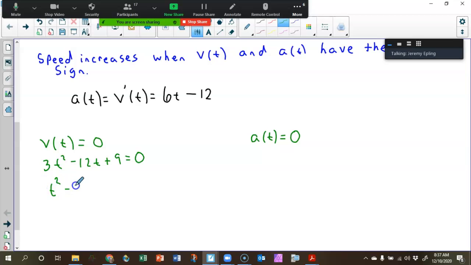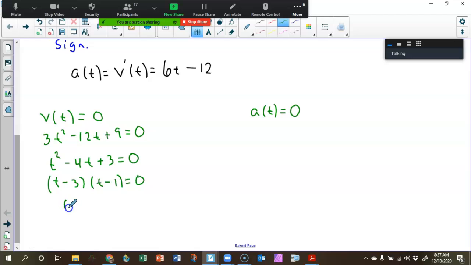So t squared minus 4t plus 3 is equal to 0. And that's just to make my algebra a little easier, because this is a little quadratic. Unfortunately, it factors, so the solving part here isn't going to be overly difficult. And so our particle is at rest at 3 seconds and at 1 second.